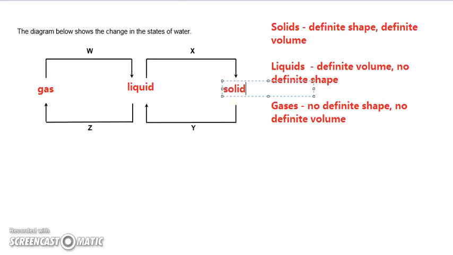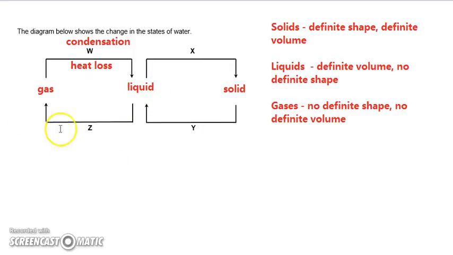Now this is where the heat energy comes in. We know that for gas to become a liquid is known as condensation. So W is actually condensation. I'm going to write that down. Condensation is a process that requires heat loss. So if it's water vapor here, it needs to lose heat in order to condense.